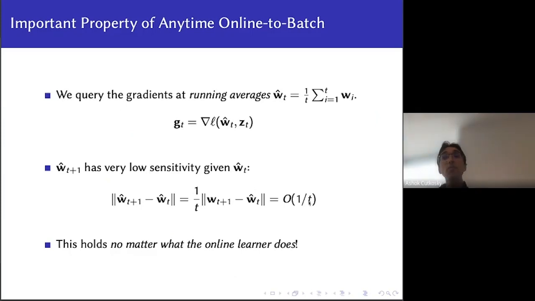And not only that, it's very robust. It doesn't matter what the online learner does. This W_{t+1} here is what the online learner is doing, and it doesn't matter what it does. The differences of running averages are always order 1 on t, so long as the learner's iterates are bounded, which we're assuming because of our bounded domain. So this is the key property of anytime online to batch that's going to help for privacy. It's drastically reducing the sensitivity.